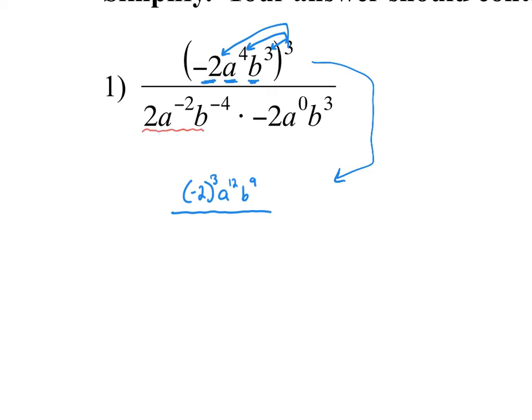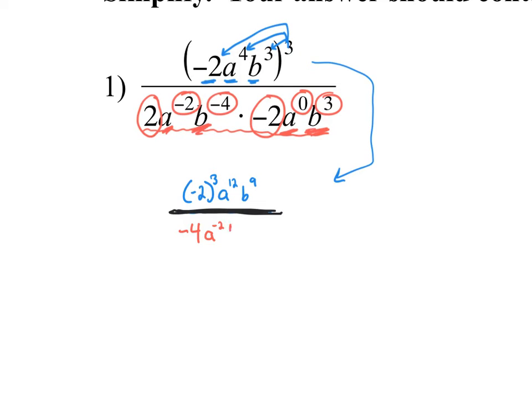Let's talk about the bottom here. What's on the bottom? Actually, I'm just going to make this a nice solid fraction bar. I'm going to take numbers multiplied times numbers, so that's going to give me negative 4. Base of A times the base of A: what do we do with the exponents when we're multiplying bases? We add them. So it's still A to the negative 2, because negative 2 plus 0. Base of B, base of B: what do we do with the exponents? We add them. B to the negative 1 power. All right, now we're ready to continue on.